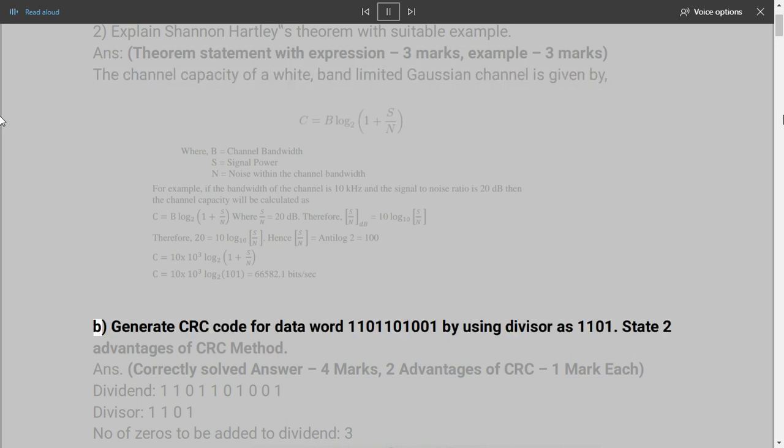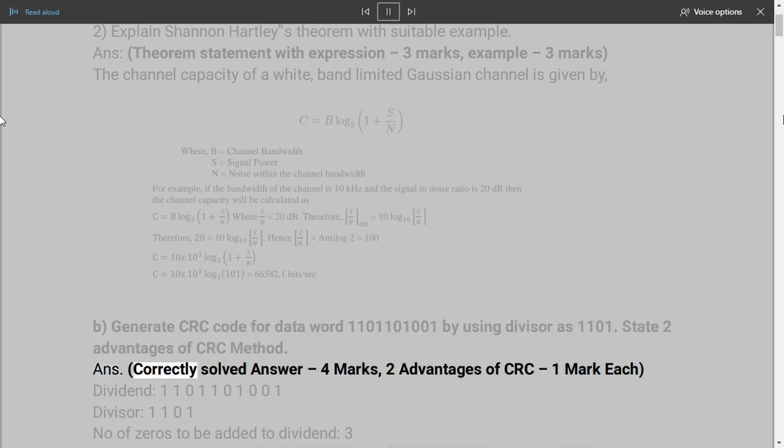B. Generate CRC code for data word 110110 1001 by using divisor as 1101. State 2 advantages of CRC method. ANS: correctly solved answer, 4 marks; 2 advantages of CRC, 1 mark each. Dividend 1101101001, divisor 1101, number of zeros to be added to dividend: 3.